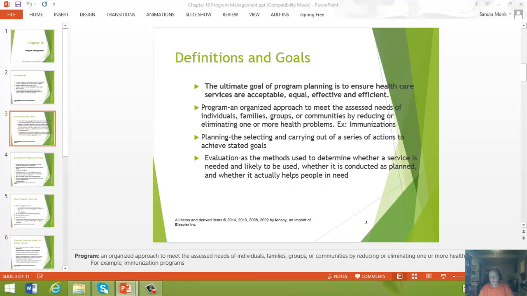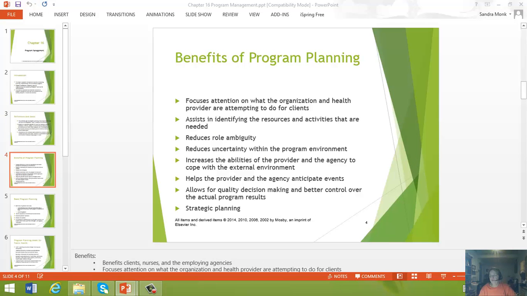And also just a point to make here is when you're planning your evaluation, you do that during the planning phase so that you know what methods you're going to use to provide your evaluation. Now, benefits of program planning.